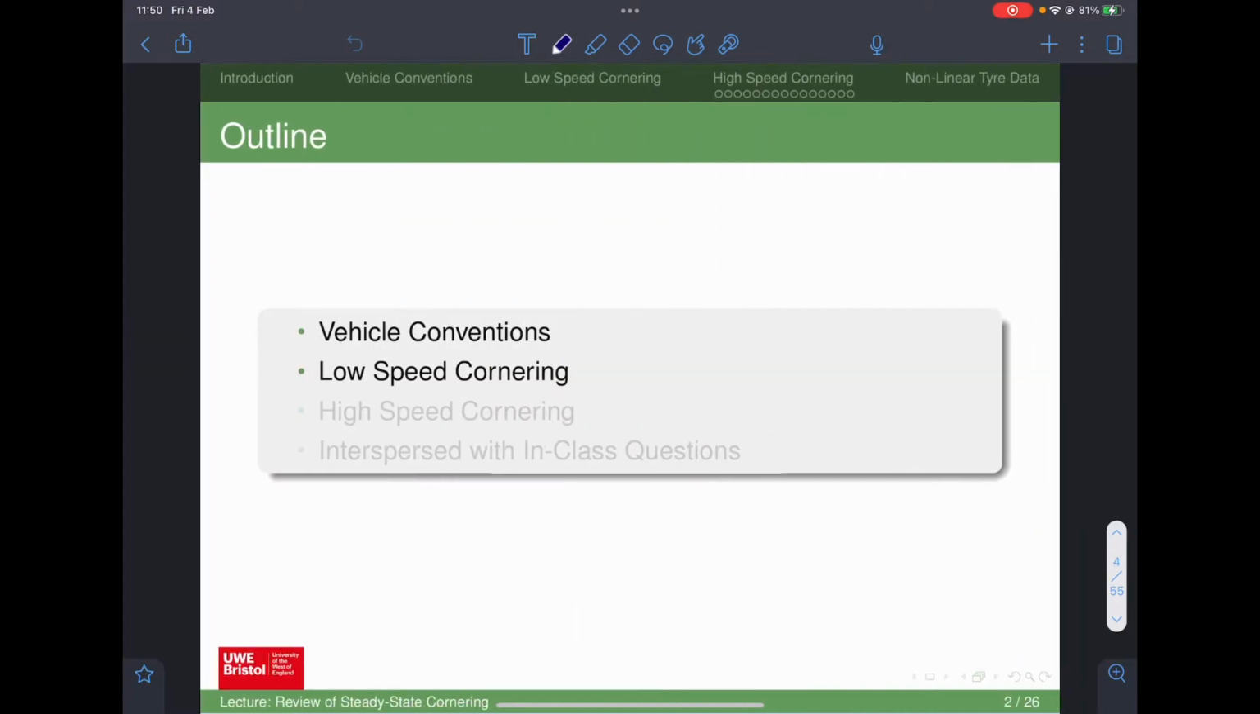We'll look at a little bit about low-speed cornering. Okay, so this is how vehicles behave when you're at low speed. And I'll define what low speed and high speed means as I talk about it. Then high speed cornering, which is slightly more complicated as to how vehicles go around corners, and I'll talk about those things, including some in-class questions.